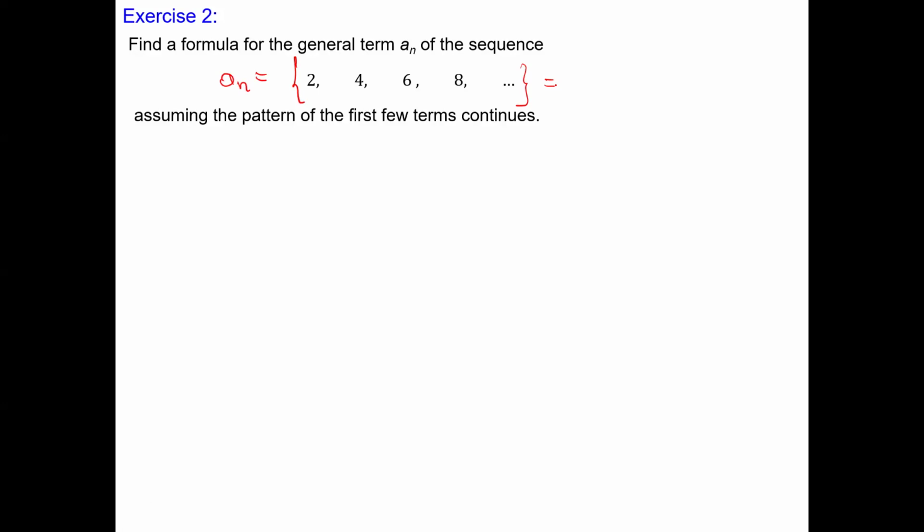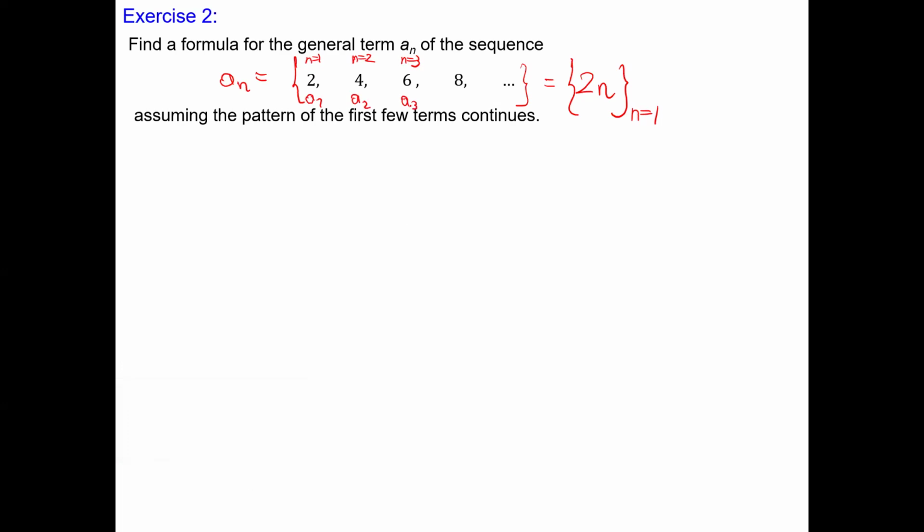Okay, 2, 4, 6, 8. They are just even numbers, and even numbers are always divisible by 2. This is just 2n. We're starting with 1: 2 times 1, 2 times 2, 2 times 3, because that term is defined for n = 1, n = 2, n = 3, and this will be called the first term, second term, and so on.